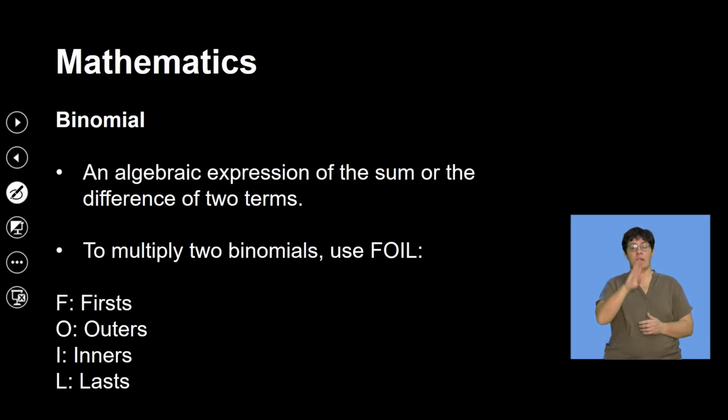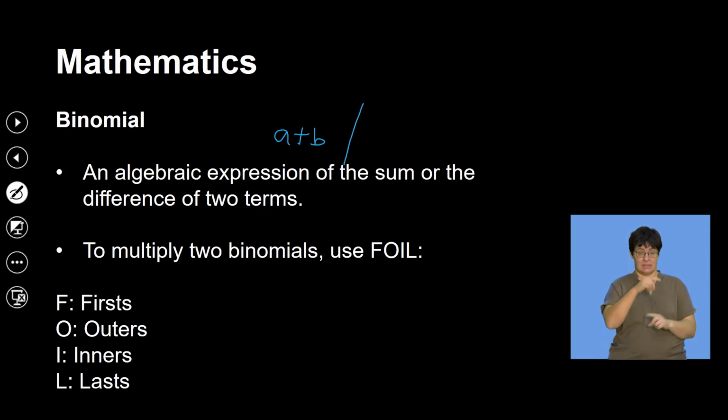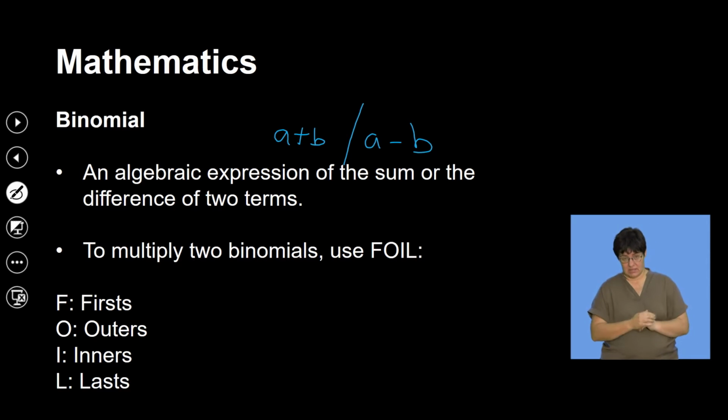Now, a binomial will be an algebraic expression of the sum or difference of 2 terms. So this will be either A plus B or A minus B. That's what a binomial is about. It's when we have 2 terms. Now, to multiply 2 binomials, we use what we call FOIL. And FOIL is an abbreviation of certain rules that we use. The F stands for first, the O stands for the outers, the I stands for the inners, and the L stands for the last. But let's actually see what exactly this means.